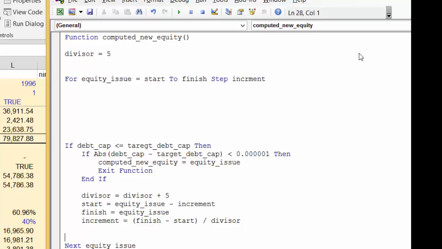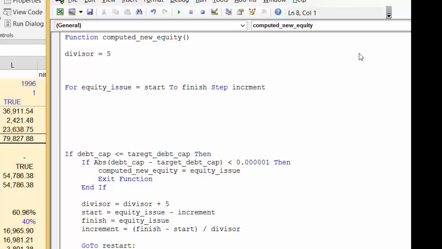And then what we have to do is we go to restart. Some people have heard that, oh, this is really bad Excel programming form. And of course it's not. Bullshit.